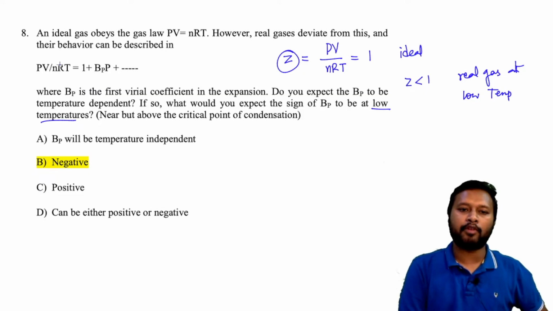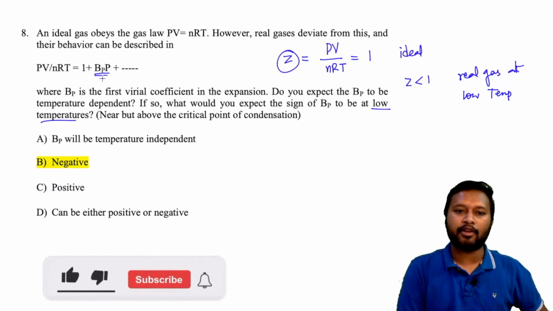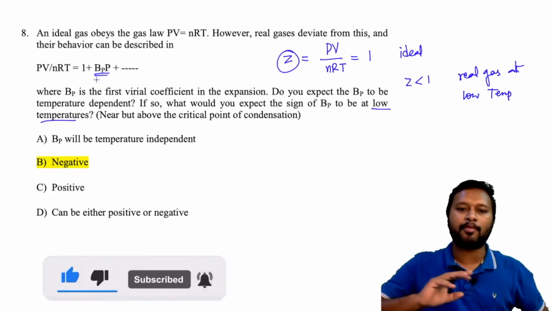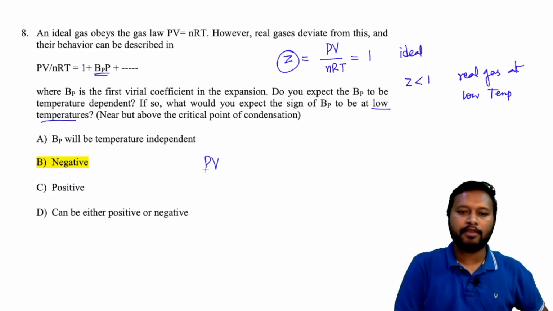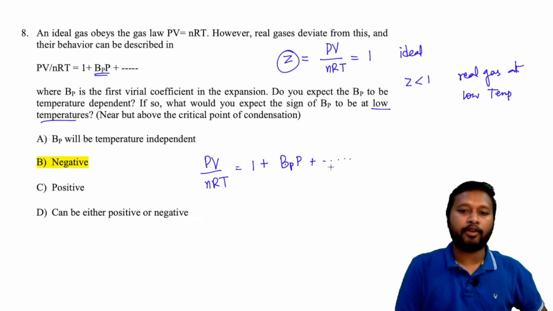Now in order to become lower than 1, what should be the sign of this thing? It has to be negative, right? So the sign of this particular thing has to be negative, and that's where the answer comes from. Now talking about the dependency or independency: since we have PV upon nRT equal to 1 plus BP, according to dimensional analysis, two things can only be added or subtracted if they are dimensionally the same.